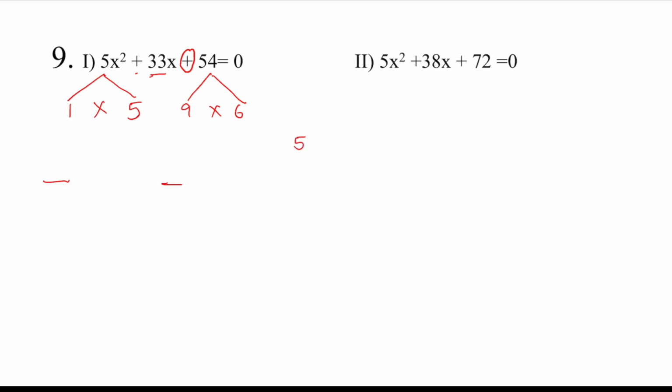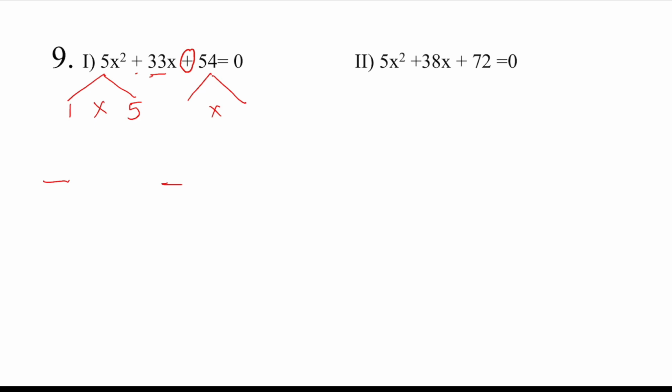So, if you add, you will not get it. 9 5s are 45 and 6 ones are 6. If you add this also, you will not get it. So, this combination is not working. So, what do you have to do? See some other factors of 54. Okay, so we will try with other factors.